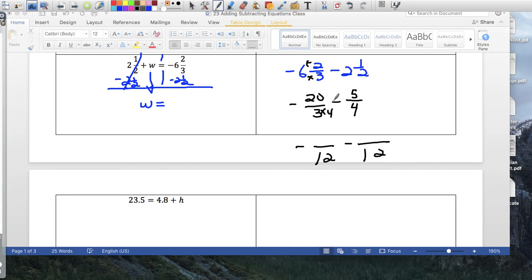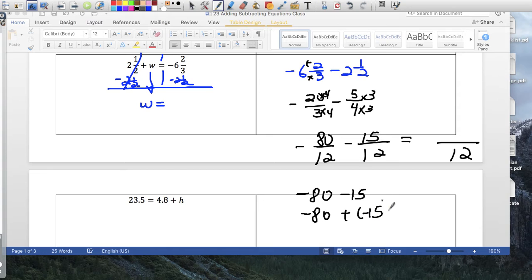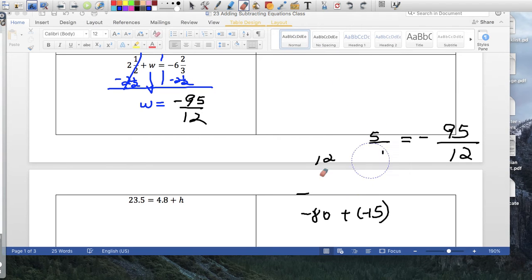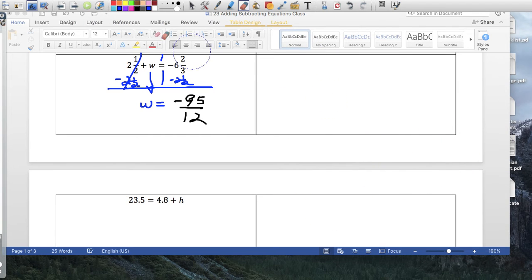So 3 times 4 is 12. Times 4 over here is going to be 80. Times 3 over here is 15. So you can tell it's going to be something over 12. And on the top is negative 80 minus 15. Two negatives, right? So it's going to be negative 80 plus negative 15, negative 95. So negative 95 over 12. I am going to leave it as an improper fraction because it's much better when you substitute, because we're going to change it to an improper anyway.